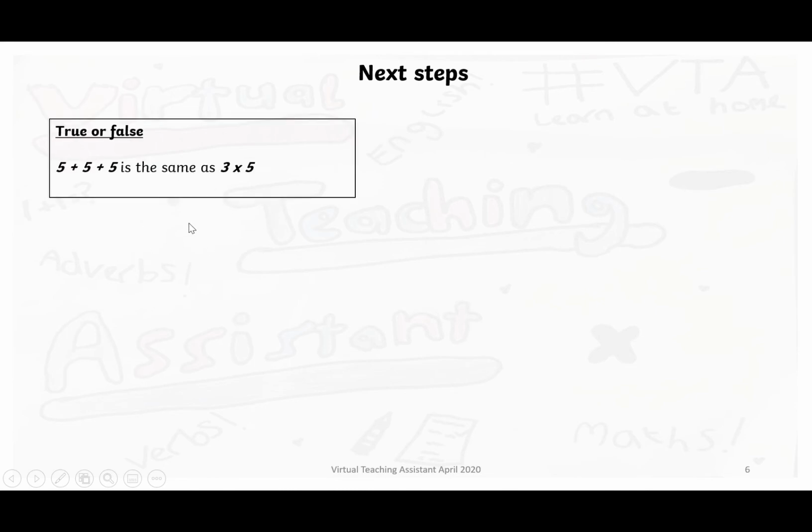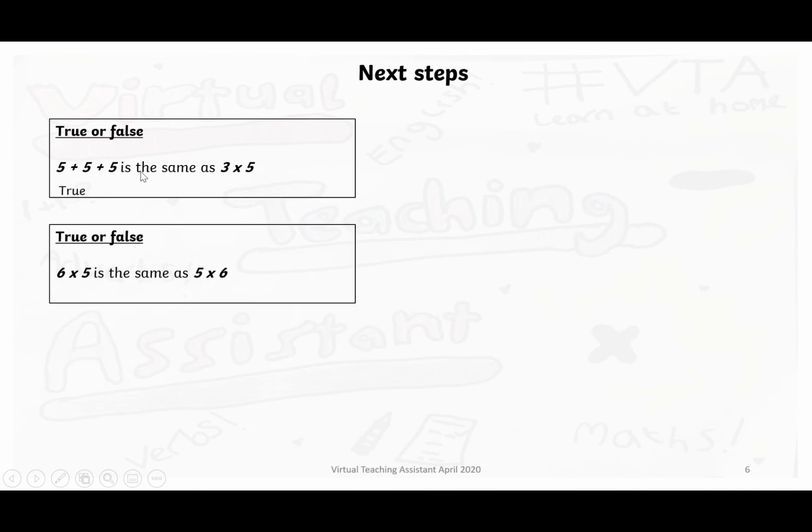Okay, next step. So once they've learnt the pictorial methods and they're happy with those and are secure with those, they might move on to something like true or false questions. So it's more the abstract. So would they be able to answer 5 plus 5 plus 5 is the same as 3 times 5? Now, this of course is true because multiplication is just repeated addition, okay, which means that it's just adding over and over again. All right, so that is true because you've got 3 5s there.